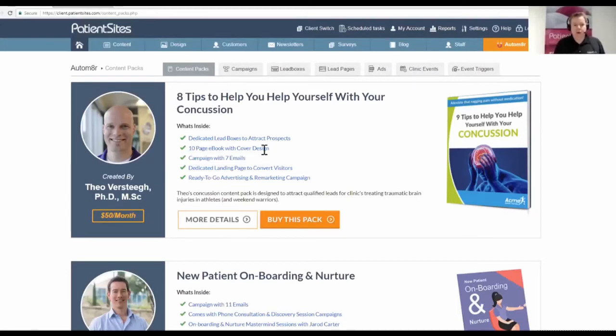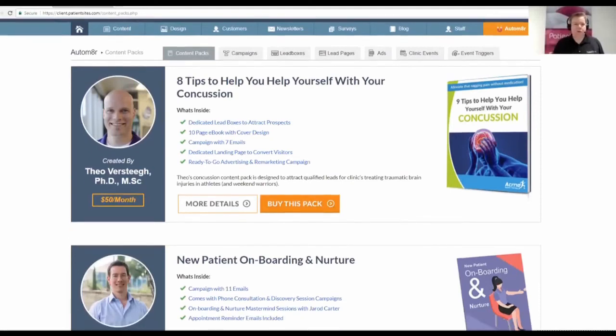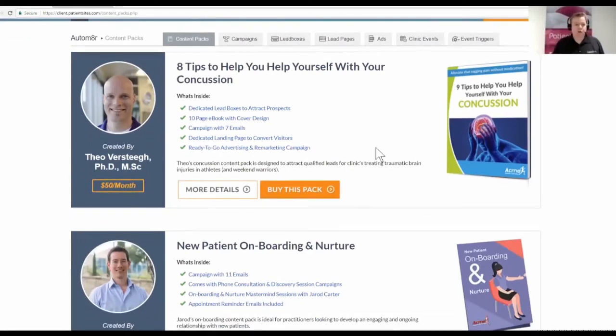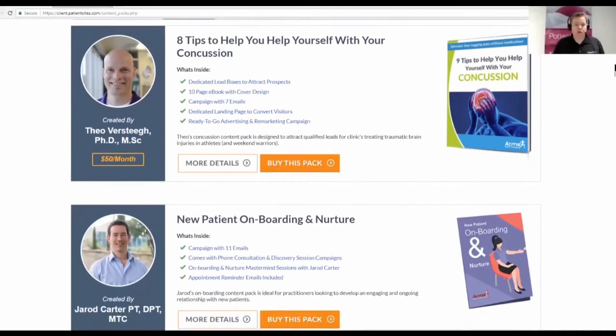That'll vary from campaign. A number of the content packs come with ebooks, and those ebooks are also customized from a branding, from a color standpoint to each clinic. And then lead boxes, right? Lead boxes would be something that may pop up on your website if somebody's visiting a particular page on your site, and we might capture them with some other mechanism than a landing page. So the idea is we bundle all these together, and then we have a series of topics. So we have one here on concussions, which was written by Theo Versteeg, who, PhD, does a ton of work in concussions.